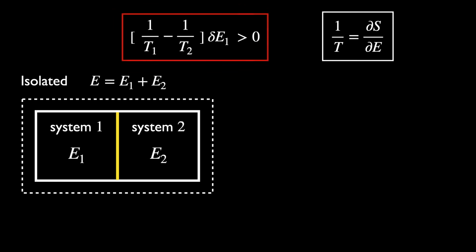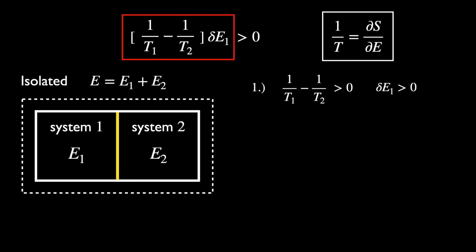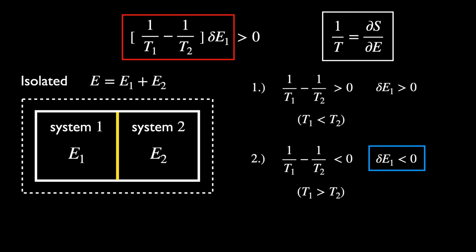We can now apply this inequality to our picture. For this to be satisfied, both the temperature term and the energy term have to be of the same sign. This leaves us two cases. The first case is when they are both positive. Inverse T1 minus inverse T2 being positive implies T1 is less than T2. The change in E1 being positive means energy is flowing into System 1 from System 2. For the second case, everything is reversed. Energy flows from System 1, which is of higher temperature, to System 2, of lower temperature.